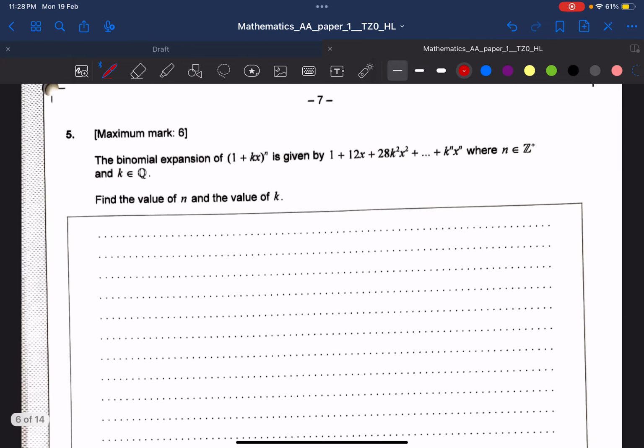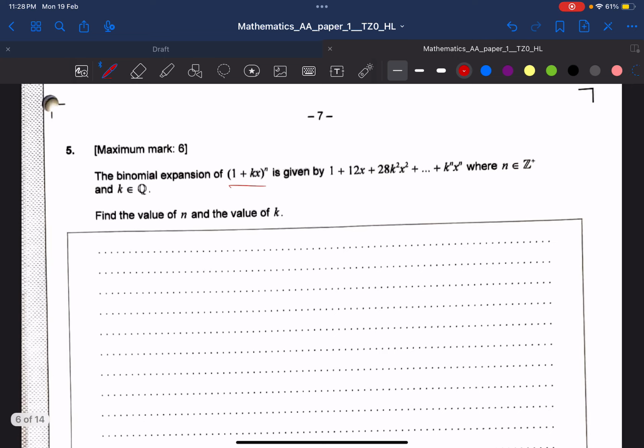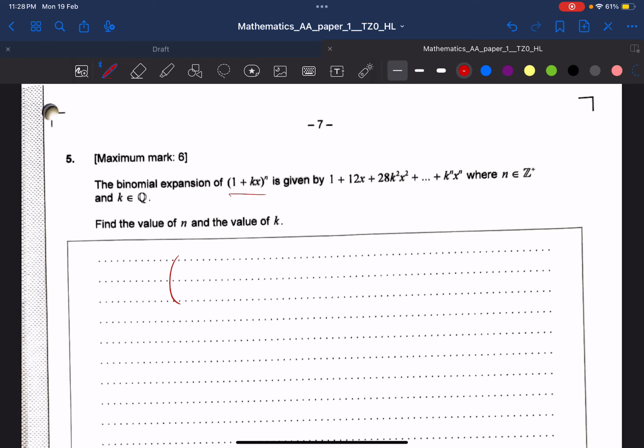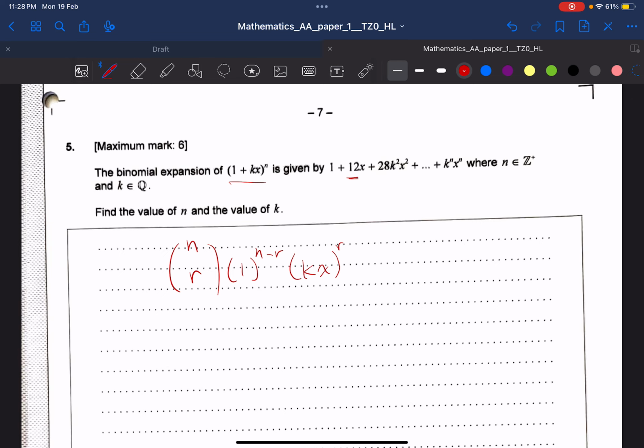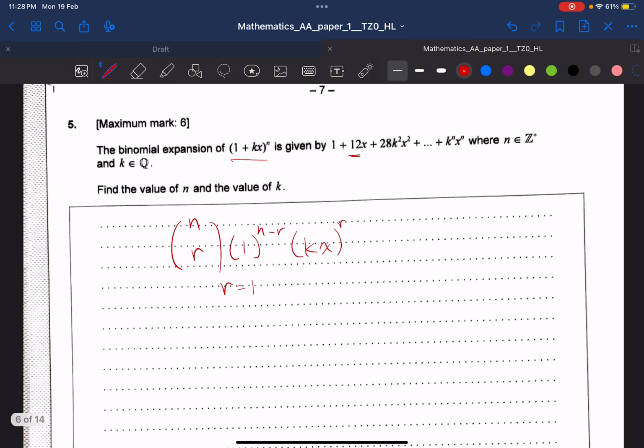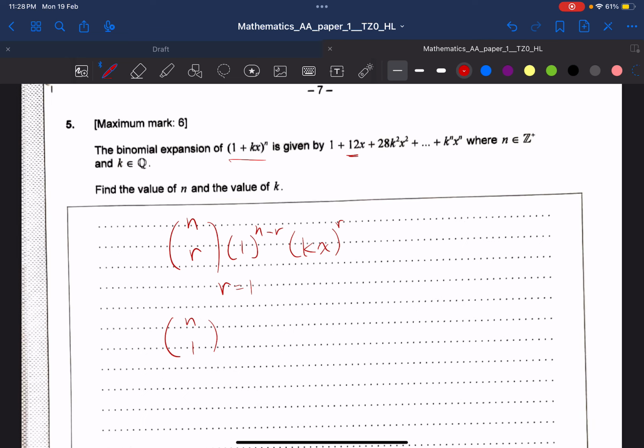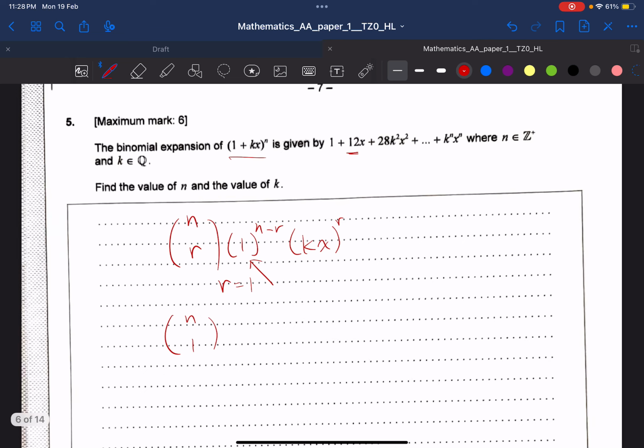Okay, we have a binomial question here. They give you the first few terms here. So find the value of n and k. First of all, use the binomial formula, which is in the formula booklet. Since they gave us the first term, obviously you put r is 1 and n choose 1. So 1 to the power of everything is still 1, so no need to care about that.